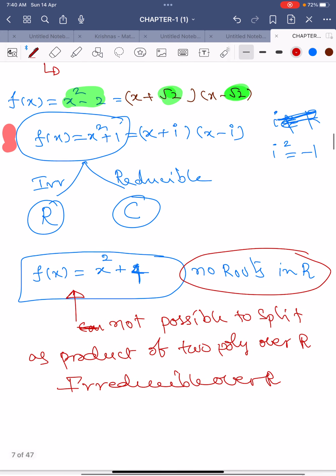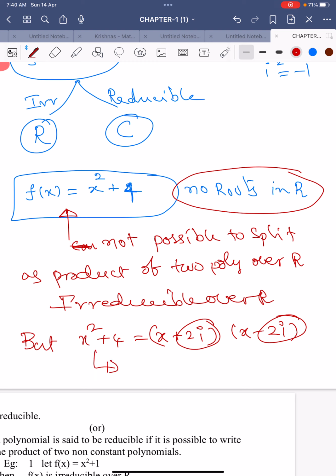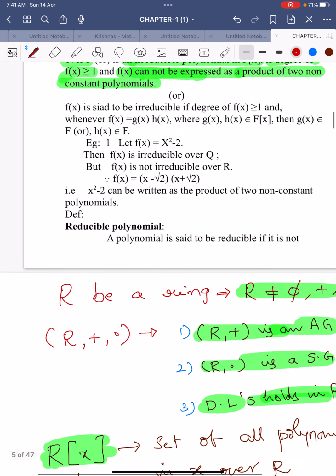But remember that the same polynomial x square plus 4 can be written as x plus 2i into x minus 2i. It can be split over C. It has two roots, plus 2i and minus 2i. They are complex roots. So the polynomial can be written as a product of two non-constant polynomials over capital C. So irreducibility of the polynomial depends upon the nature of the field. So remember that. So this is the definition of irreducibility.